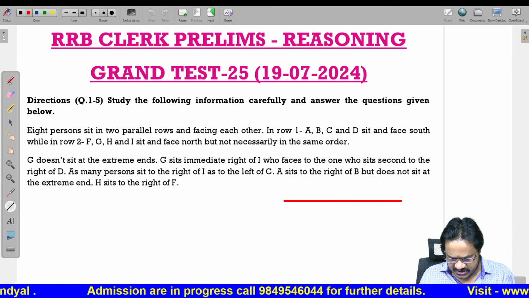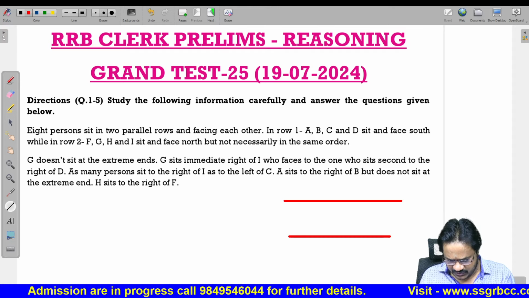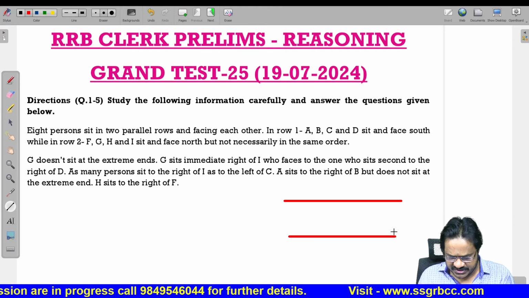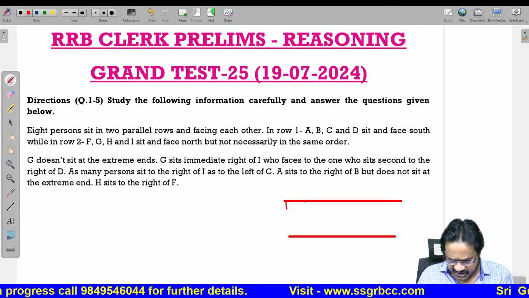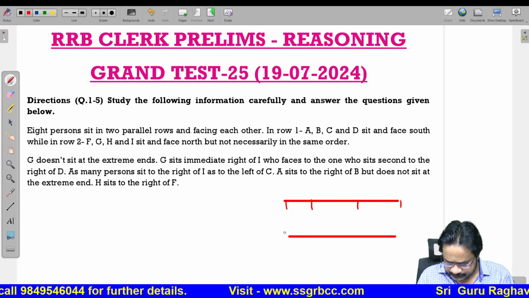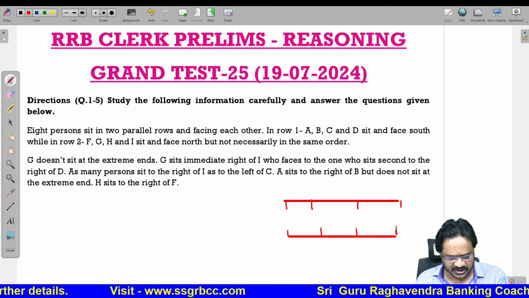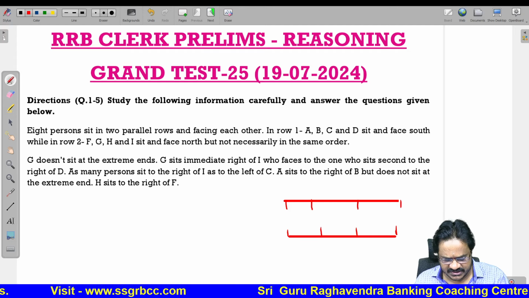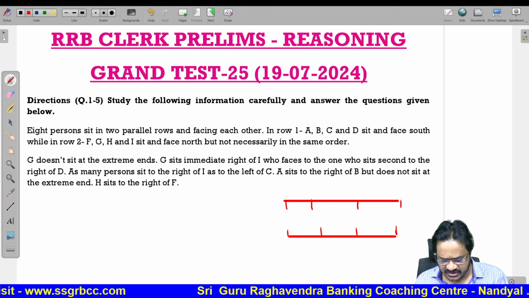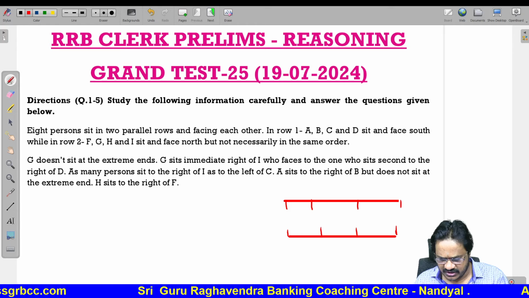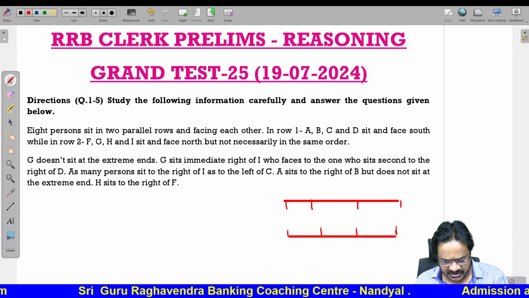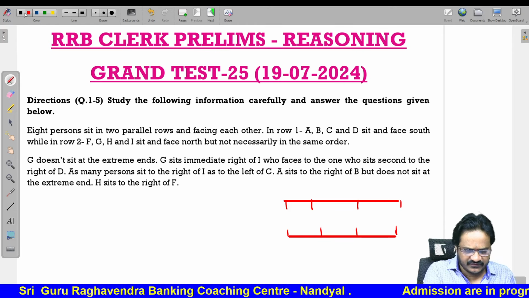G does not sit at extreme end of the row. G sits to the immediate right of I. Who faces the one who sits second to the right of D. As many persons are there to the right of I as to the left of C. A is to the right of B but does not sit at extreme end. H sits to the right of F.